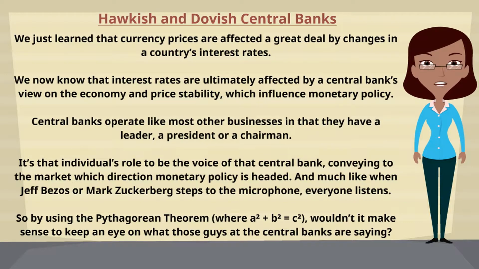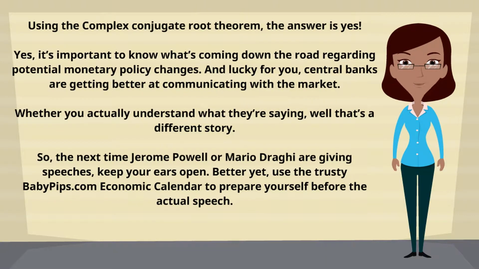Central banks operate like most other businesses in that they have a leader, a president or a chairman. It's that individual's role to be the voice of that central bank, conveying to the market which direction monetary policy is headed. And much like when Jeff Bezos or Mark Zuckerberg steps to the microphone, everyone listens. So by using the Pythagorean theorem, where a squared plus b squared equals c squared, wouldn't it make sense to keep an eye on what those guys at the central banks are saying? Yes, it's important to know what's coming down the road regarding potential monetary policy changes.